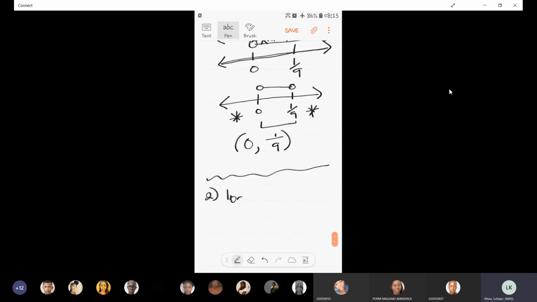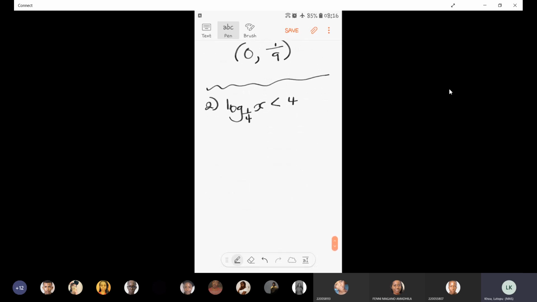We have log base 1 over 4 of x, and this is less than 4. Okay, so this is one where our base is less than 1. Remember, the procedure is the same.